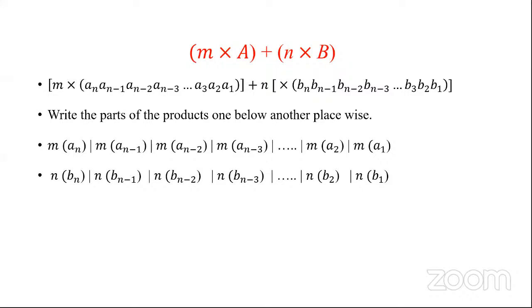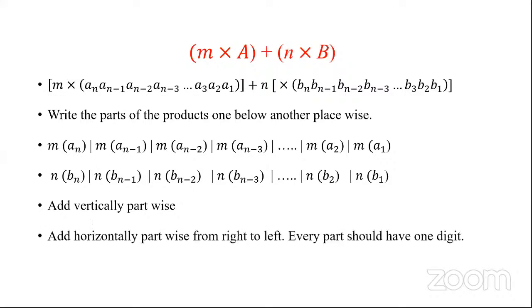After writing the parts one below another, now we add vertically. Means we will add m into a1 plus n into b1, write the answer. m into a2 plus n into b2, write the answer. And we continue up to the leftmost part, m into an plus n into bn. After getting n parts, again after addition, now we shift the digits as in the previous example to write the answer. So what we are doing here, we are not actually finding the value of m into a, just writing the parts. We are not finding the value of n into b. We are writing only the parts, but one below another place-wise, vertical addition and horizontal shifting.